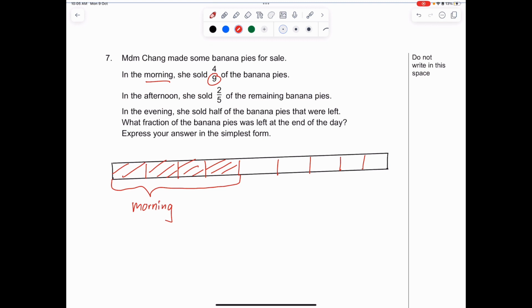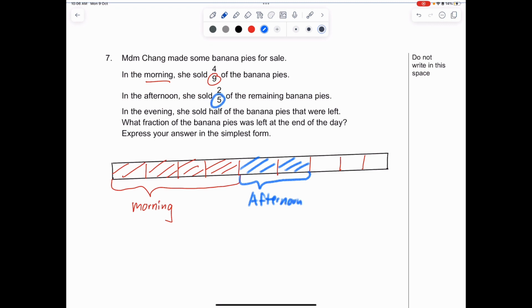Then after that, she said, oh, I sold 2/5 of the remaining. So this is the remaining, right? She said 2/5. So I count 1, 2, 3, 4, 5. Oh, just nice. It is also 5 units. So straight away, I know that I'm going to use blue color in the afternoon. 1, 2. Okay, so this is done.